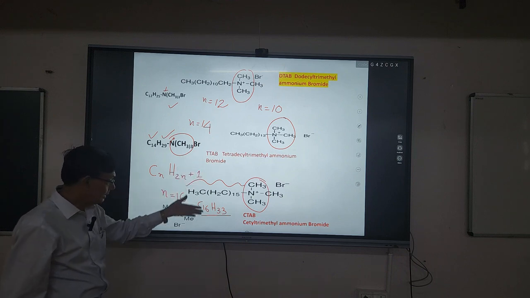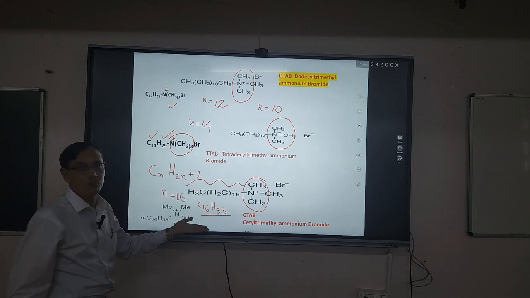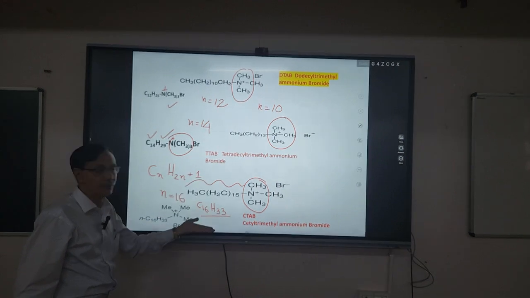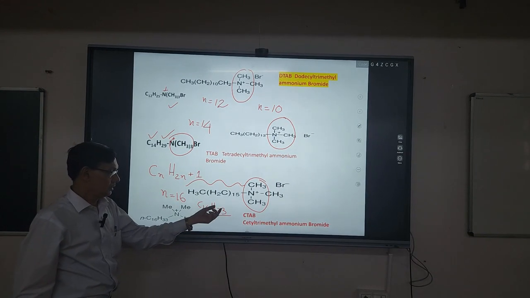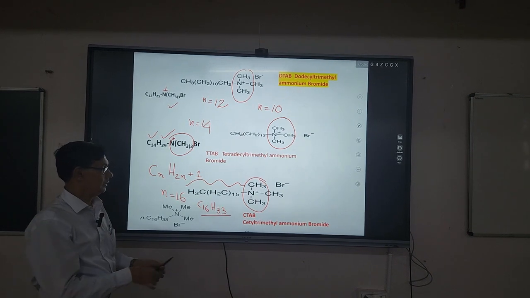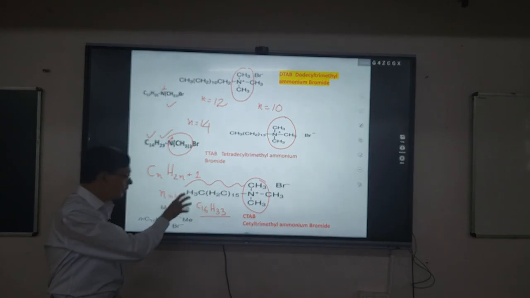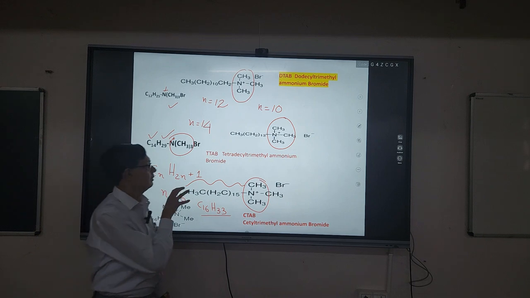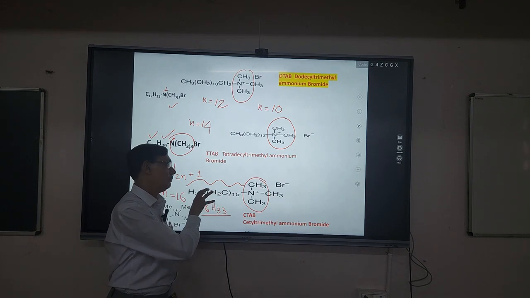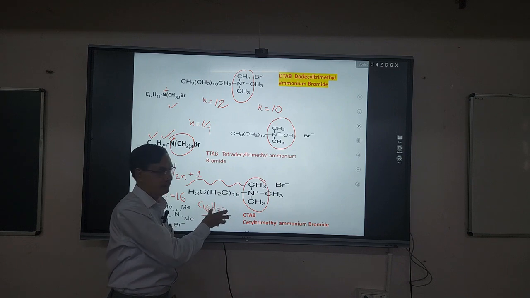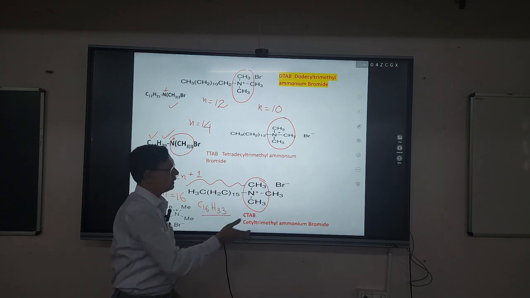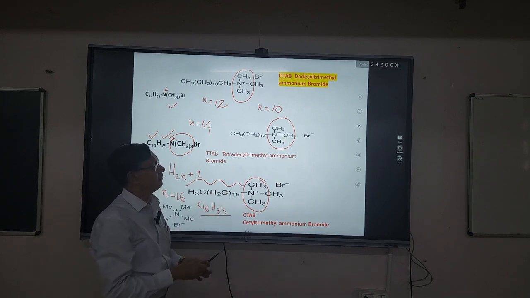So on the basis of tail group, you can also classify it. Today I am not discussing the CMC, because this tail group is hydrophobic in nature, so definitely it will affect the CMC. So in the next class I will discuss the CMC.